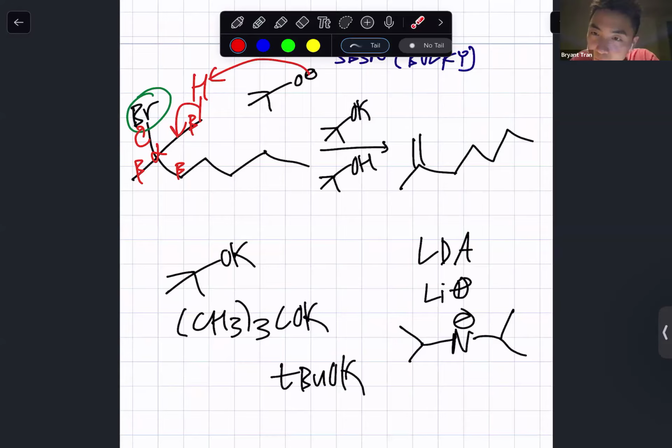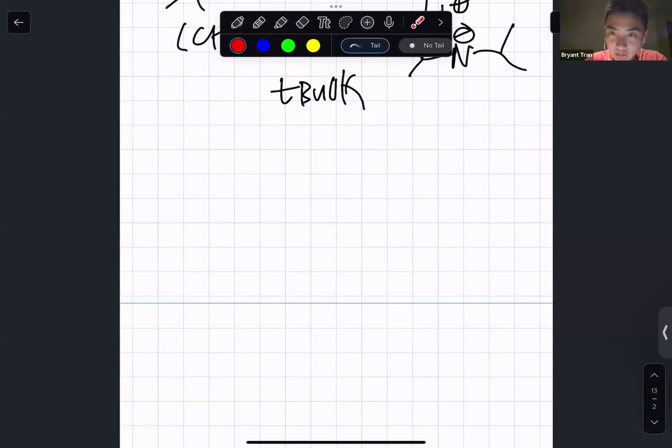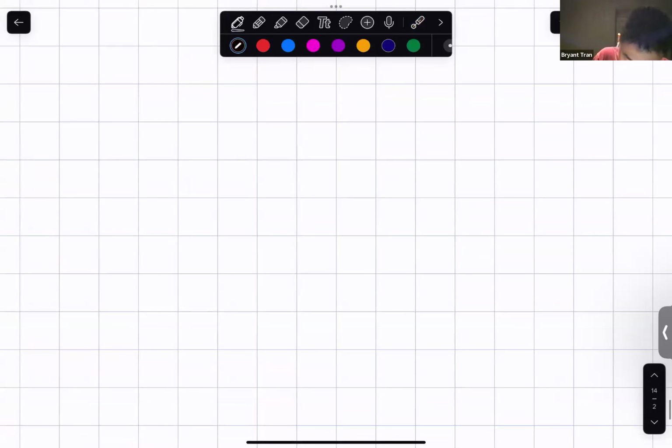Work on the mechanism for the last question. This one, okay. So when I open that up, let me give you guys one tricky example here.